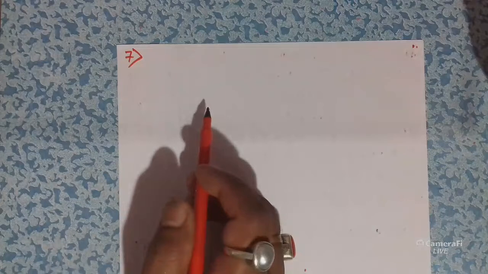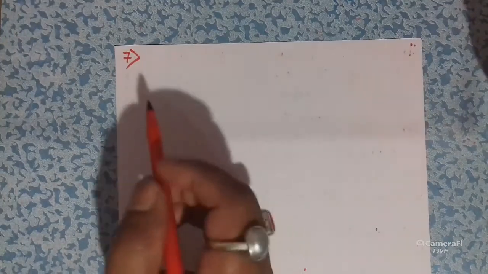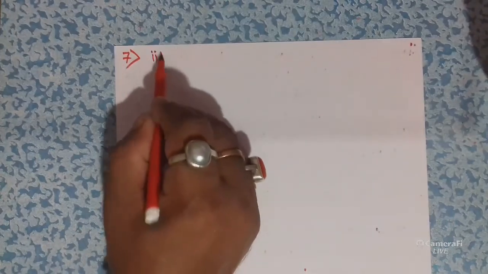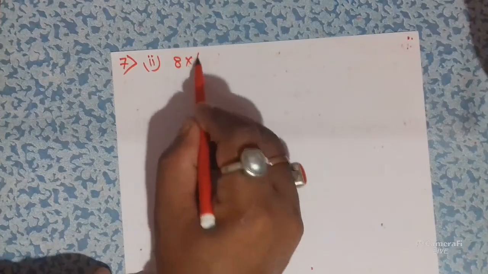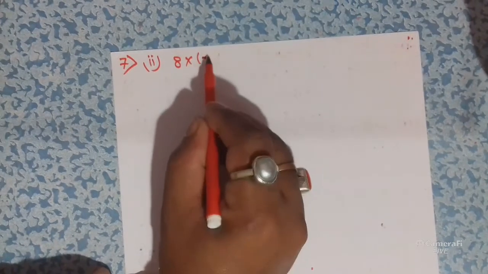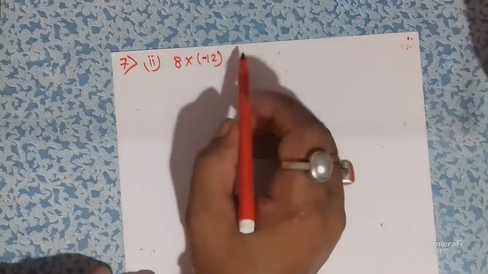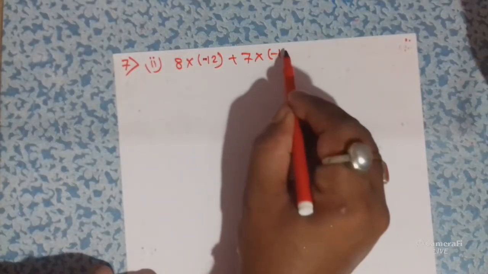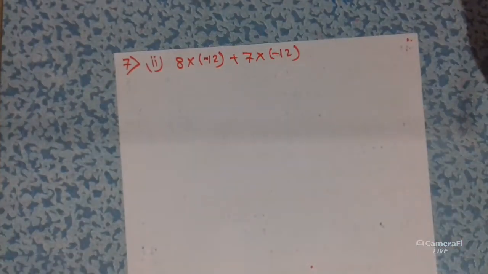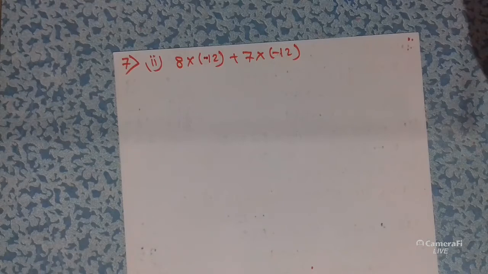problem number 7. Two number problem is 8 multiply of minus 12. We have to simplify it. Plus 7 multiply of minus 12. So we have to solve it by using distributive law. Okay students, we have to solve it by using distributive law.